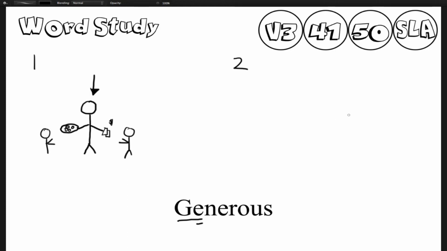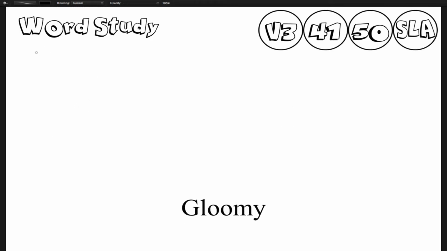The second meaning of generous has to do with the size or quantity of something. This plate has 2 cookies on it. That's nice. But look at this plate. This plate has a generous amount of cookies. There are many. Generous means large in size or quantity. Generous.